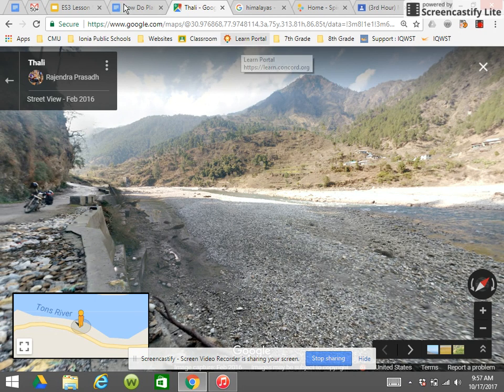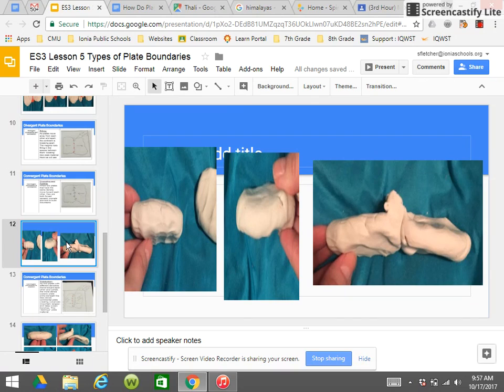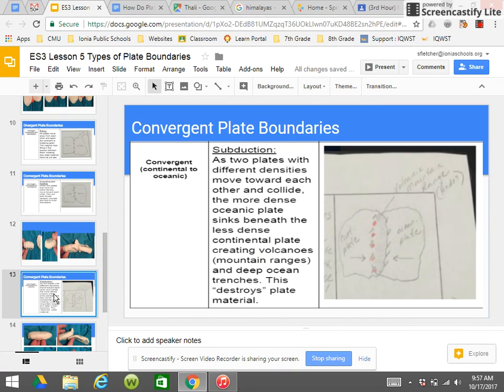All right, let's go ahead to the next example. So this one is the continental to continental. Let's now take a look at the continental to oceanic, right? And then the one right after this is oceanic to oceanic. And these two convergent plate boundaries do very similar things. They do what we call subduction. And this is where you have densities, the densities of the two plates are different.